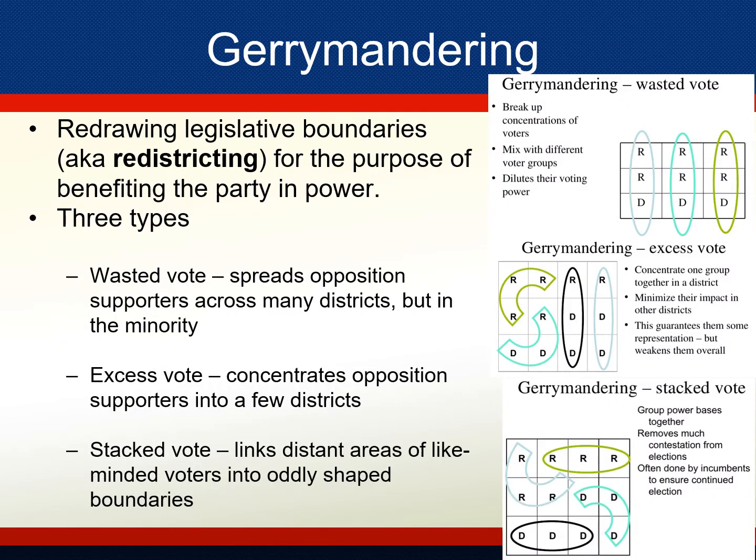All right, so you should definitely understand gerrymandering. When we're talking about gerrymandering, we are only talking about the United States, and we are talking about the redistricting of congressional districts. So let's quickly review that.